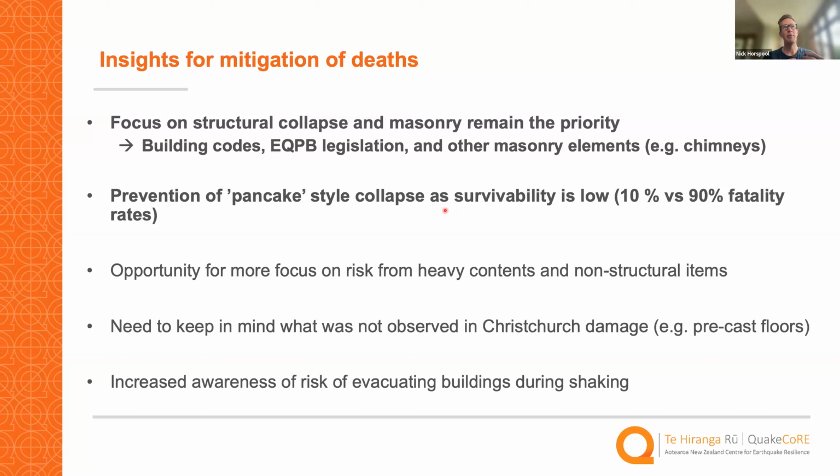We should also try to minimize, particularly when we're retrofitting buildings and for seismic assessments, pancake-style collapse. What we saw in Christchurch was pancake-style collapse can result in fatality rates of around 90%, whereas potentially collapse mechanisms with higher volumes still created within the building could be as low as 10%. So really trying to prevent those types of collapse styles in our design and retrofits.